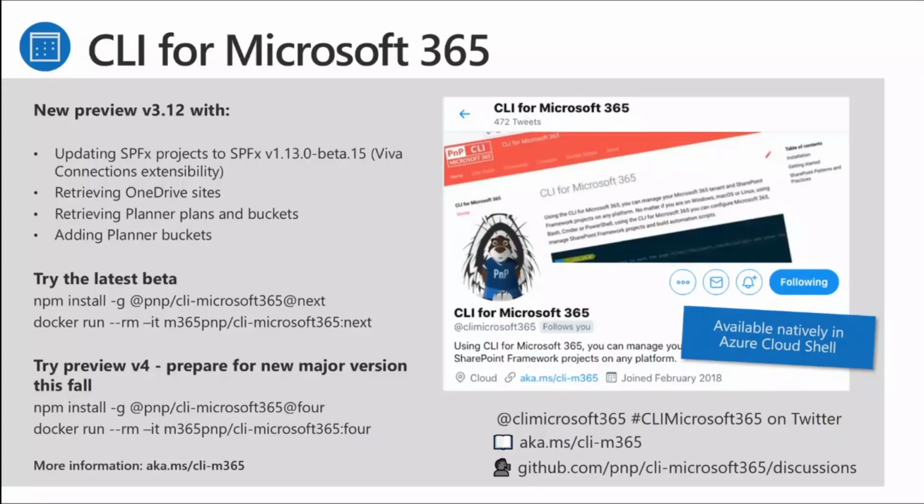Now, stepping through into the CLI for Microsoft 365, we have a new preview out, 3.12, with updating SPFX projects to the 1.13 beta, and that's the Viva Connections preview version. Just a reminder, there's no reason to update your current production projects to the 1.13 beta today, except for testing. That is still a beta and very much not ready for production use. That's SPFX 1.13. So 1.12.1 is still the current production-ready version of SPFX.